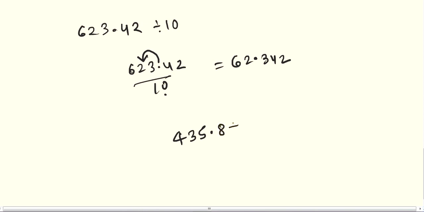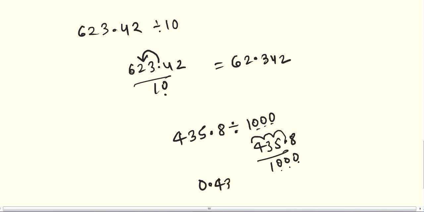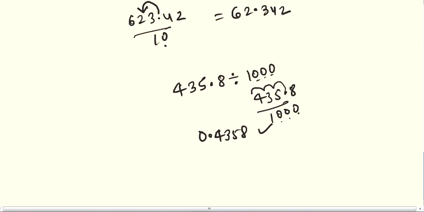Then suppose you are having 435.8 and you are dividing this by 1000. So three zeros are there. So 435.8 divided by 1000. So 1, 2, 3 means 3 jumps you have to make. So 1, 2, 3. So 0.4358 will be the required answer. Clear?